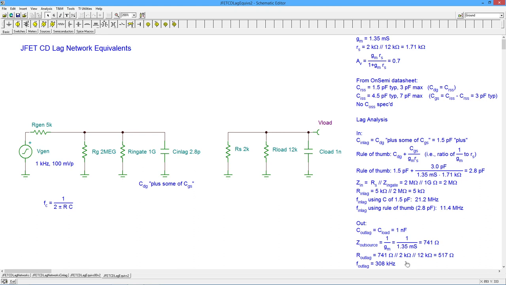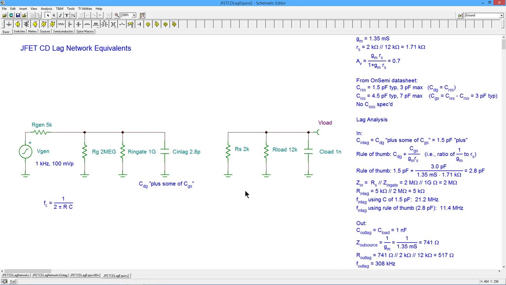Now, clearly, out of those two, the 308 kilohertz is dominant. So we would expect this system, the F2, to be at 308 kilohertz, and then as we got up to 10, 11, 12 megahertz, it would start to fall off again, according to our approximation. All righty, so let's go back to the original.